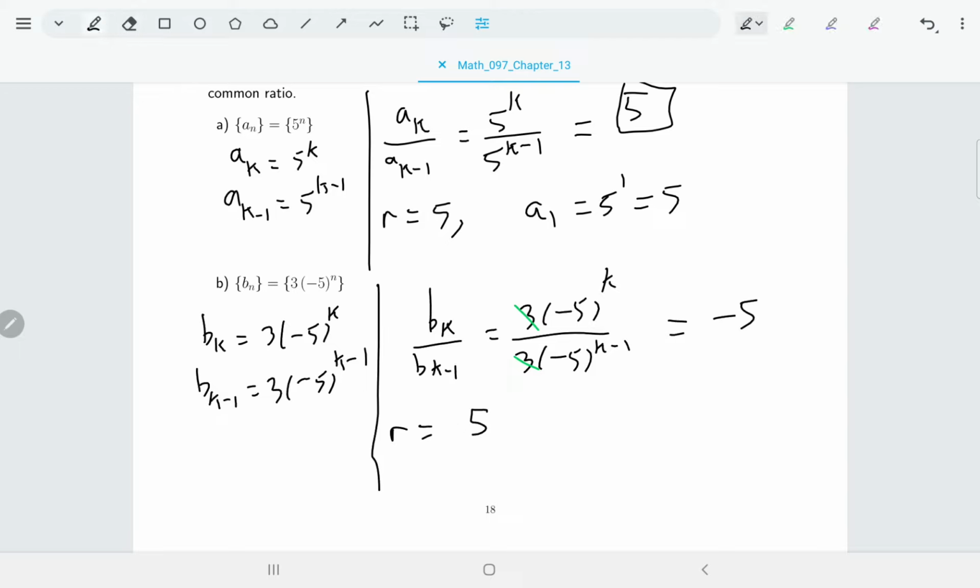So each time we are multiplying by negative 5. And our first term, if we want to find what that is, would be 3 times negative 5 to the 1, which is negative 15. So with this sequence, we begin with negative 15, and each time we multiply by negative 5.